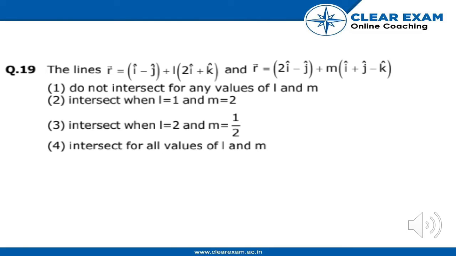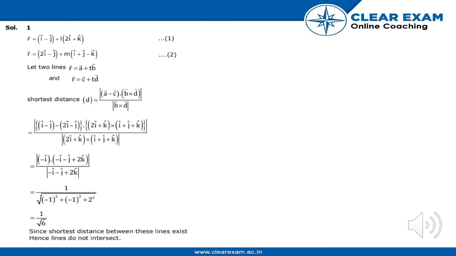So now we have the 19th question. The 19th question is that the lines r vector is equal to i cap minus j cap plus λ into (2i cap plus k cap), and r is equal to 2i cap minus j cap plus μ into (i cap plus j cap minus k cap), and we have to choose from the four options. So let's move to the solution.